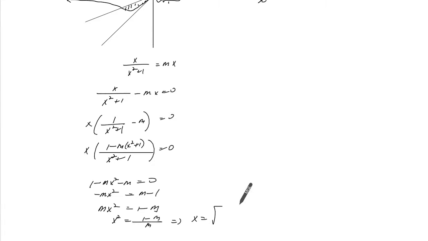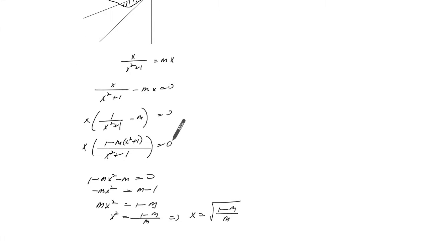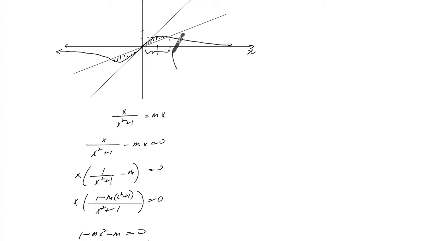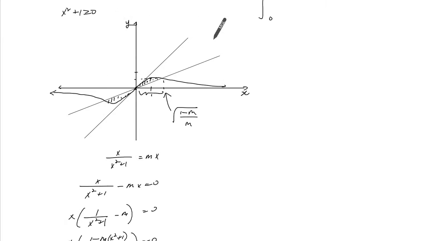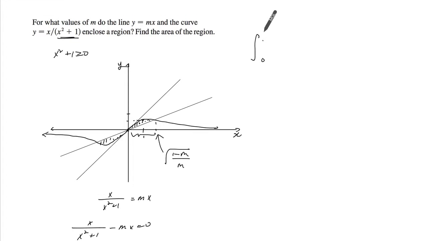So x is equal to the root. And I only need to consider the positive value because we're only looking at the right of the y-axis. All right, so it's pretty complicated. This right there, the x value there is the root of 1 minus m over m. So we're integrating from 0 to the root of 1 minus m over m. Okay, and the top graph is this. So it's x over x squared plus 1, and the bottom is a line. Okay, and we want this, right, to be positive. It can't be 0, it can't be negative. All right.